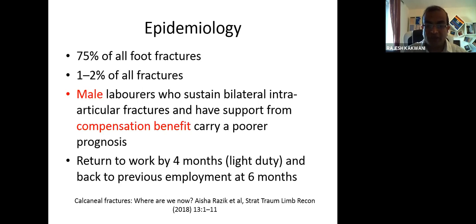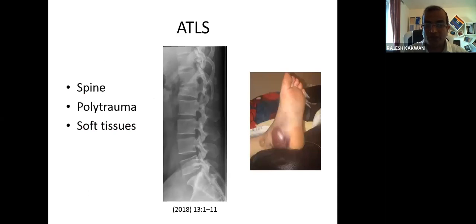Commonly, it takes a very, very long time for them to regain the ability to go back to work. They generally start with light duties at around 4 months and back to normal duties about 6 months after the injury. So whenever you see a patient, that should be considered when you make decisions about how to manage.